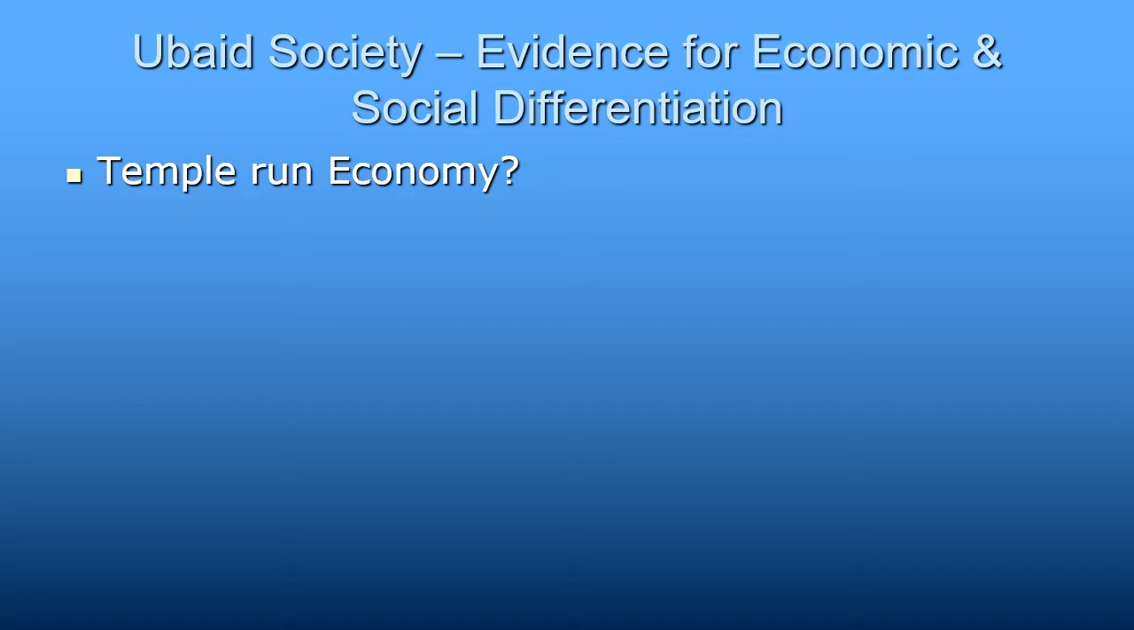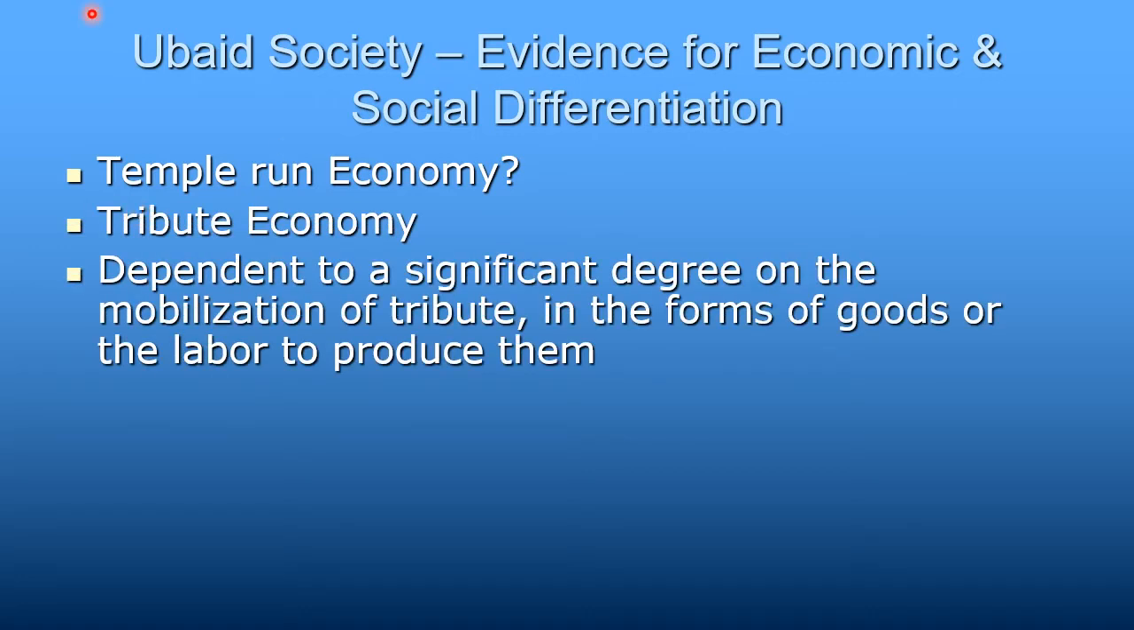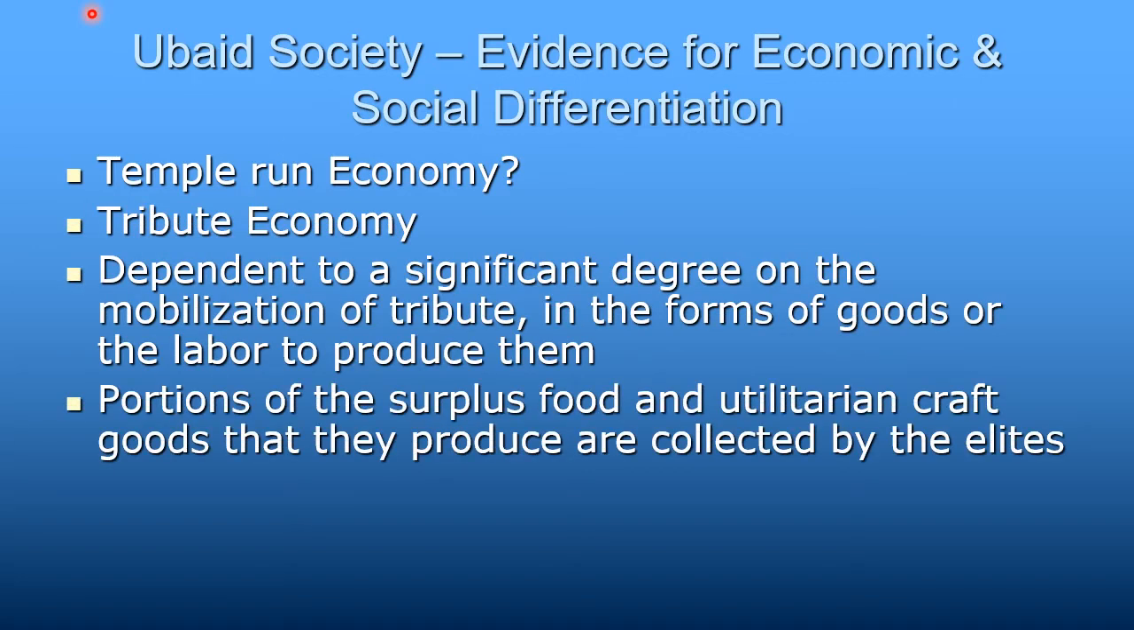So how then do we describe the social organization of the Ubaid period? Well, the evidence doesn't really fit the earlier models, and we're kind of at a loss. It's been suggested that we're looking at what we call a tribute economy. A tribute economy is very similar to a chieftain society, where it's dependent on a significant degree of mobilization of tribute, in the forms of goods and labor to produce them, from the producers to the political elite.